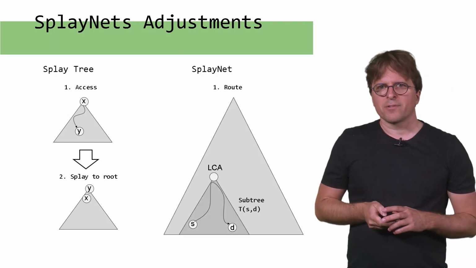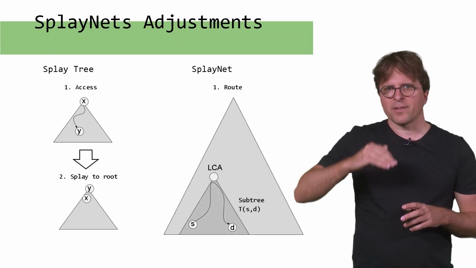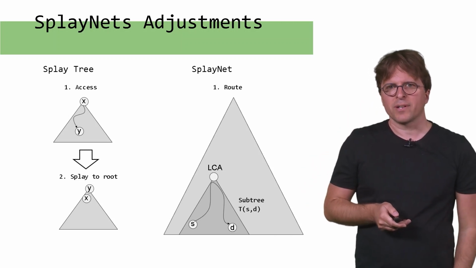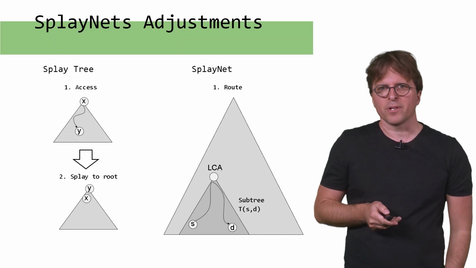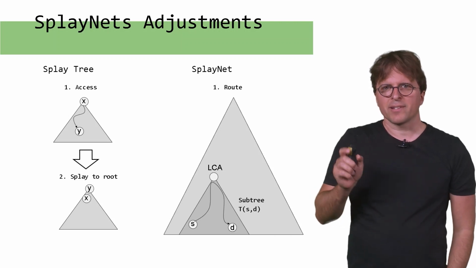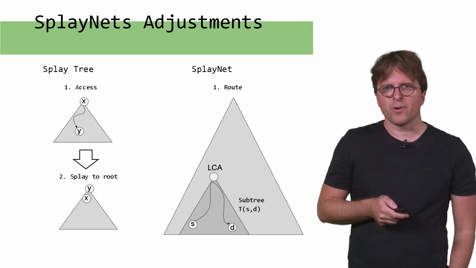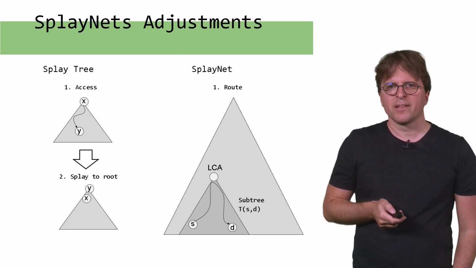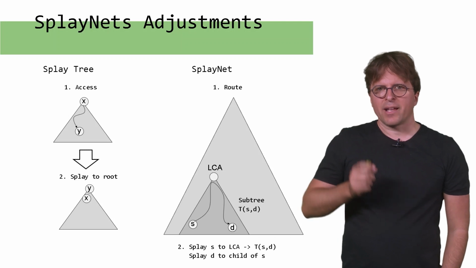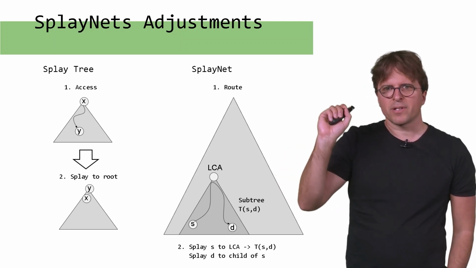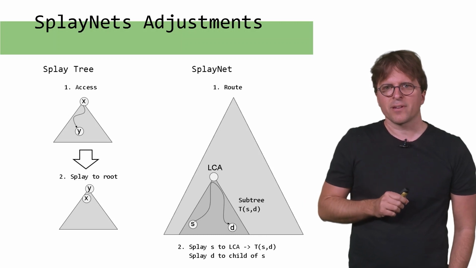What would be nice to have is that we only look at the subtree in which both the source and destination are included. So we can define this least common ancestor, which is the root of the subtree where both S and D are. And then we can splay the source up to the LCA, the least common ancestor.